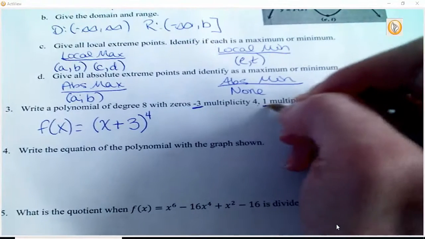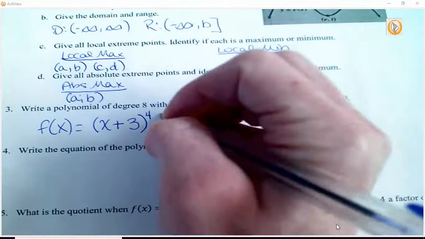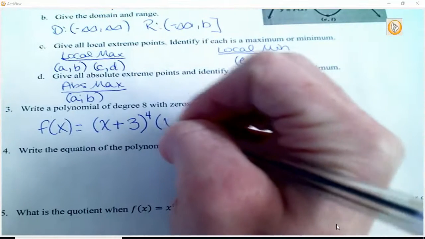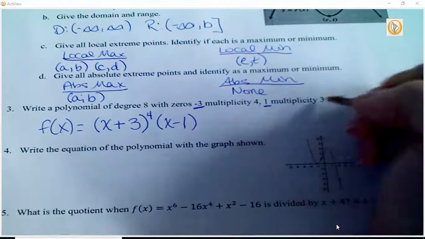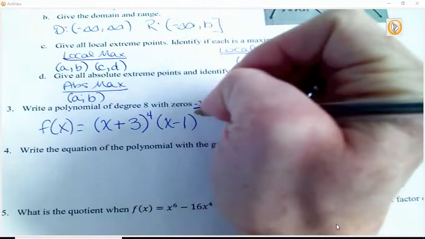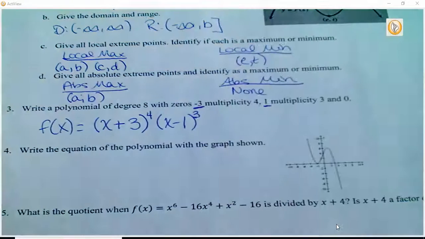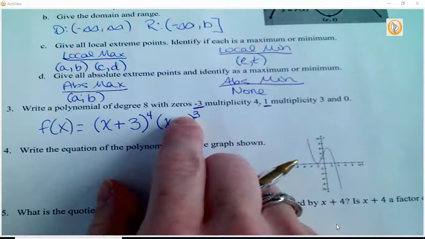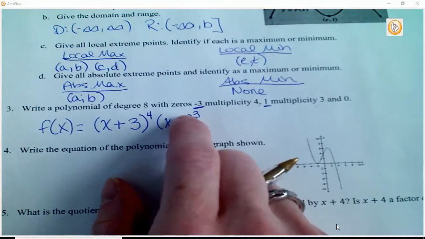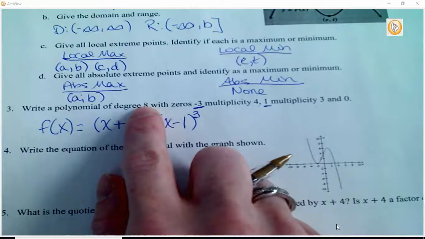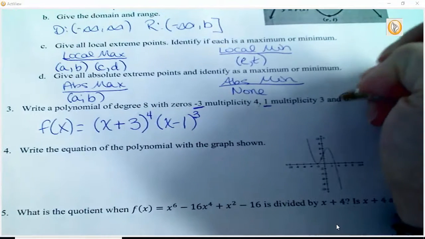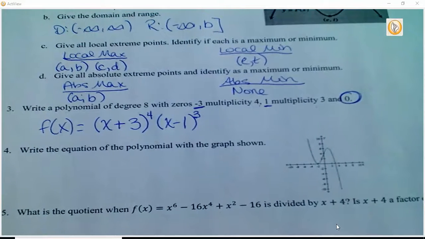Okay, then we have 1 with a multiplicity of 3. So if 1 is a 0, we write x minus 1, multiplicity of 3, so we put a cube. Okay, currently this would be degree 7. I said it's degree 8. I also told you 0 is a 0. So what would I put?